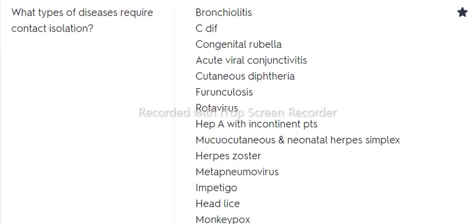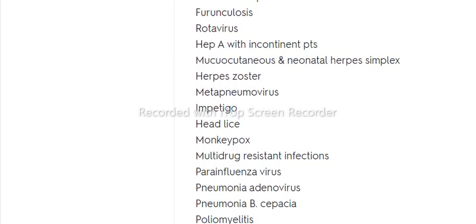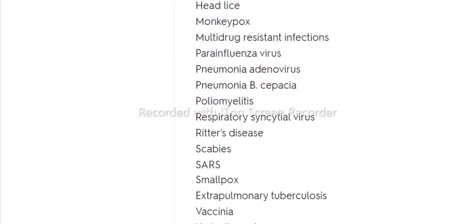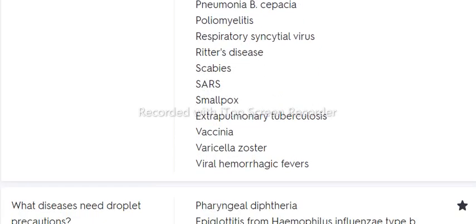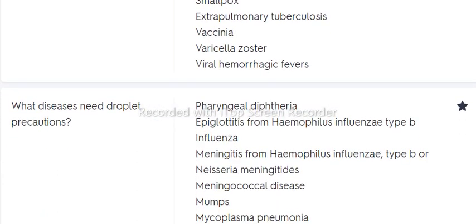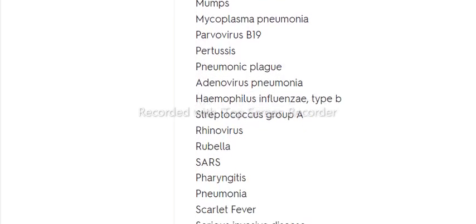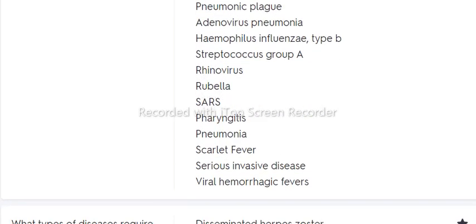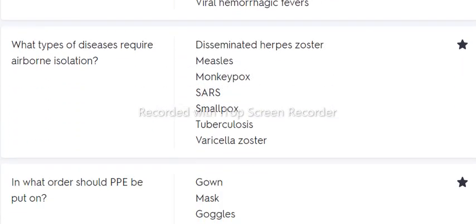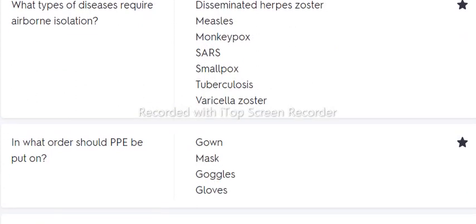What types of diseases require contact isolation? What diseases need droplet precautions? What types of diseases require airborne isolation? Disseminated herpes zoster, measles, monkeypox, SARS, smallpox, tuberculosis, varicella zoster.